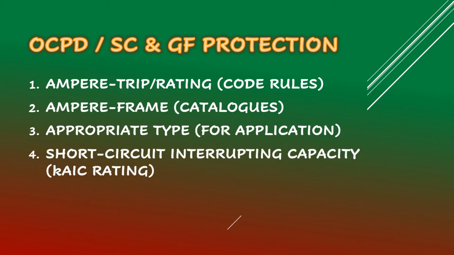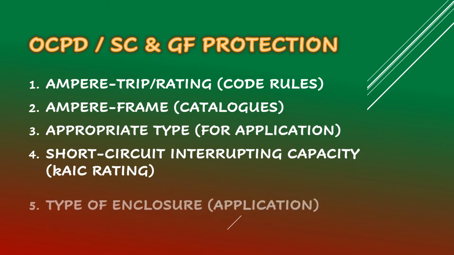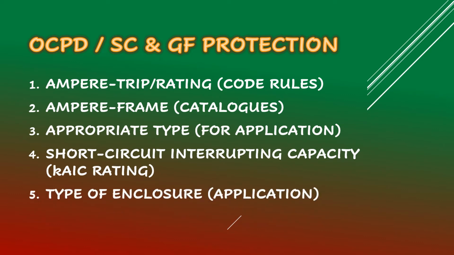Also number 4, short circuit interrupting capacity. This is the most important to be considered, the AIC rating of the circuit breaker, because this will determine the correct rating of the short circuit and ground fault protection in case of short circuit or fault. And of course, if you have the circuit breaker, we need to know the type of enclosure. So this again depends on the type of application.